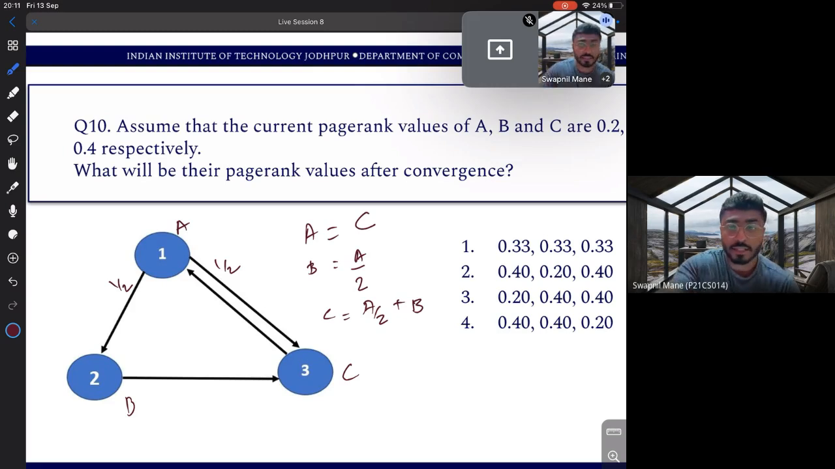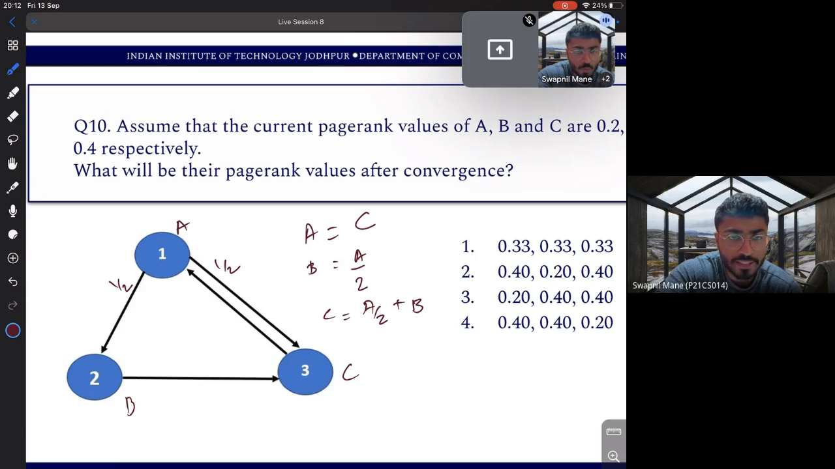B has one incoming edge which comes from A. A has two outgoing edges which are equally distributed, which is 1 by 2. So we get A divided by 2 contribution.